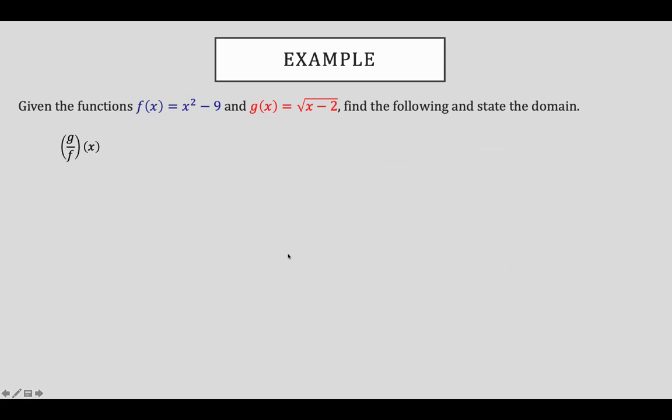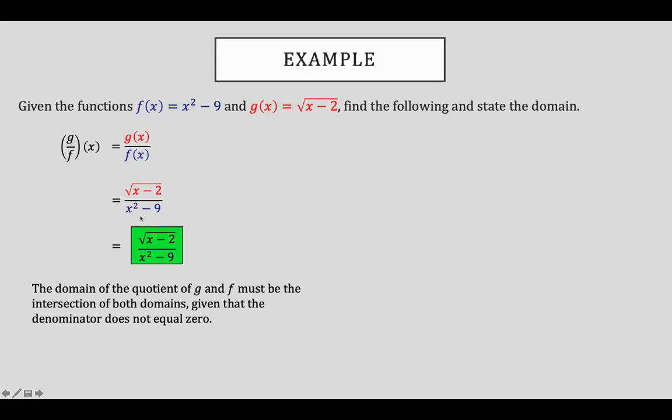All right, let's look at this one. g divided by f of x. Well, that means we take the function g of x and we divide by the function f of x. That is going to be the square root of x minus 2 divided by x squared minus 9. So a couple things that we're going to have to worry about here. Again, no algebraic simplification. Nothing is going to simplify here. That's just our final answer.